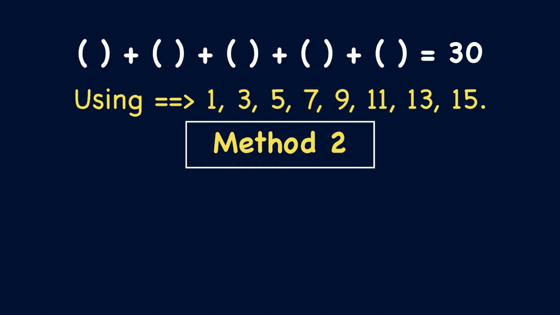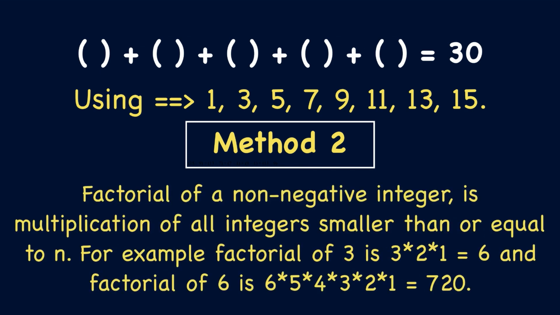Before checking this method, it is important to understand some basics of factorial. So factorial of a non-negative integer n is the multiplication of all positive integers smaller than or equal to n. For example, factorial of 3 is 3 times 2 times 1, which is 6, and factorial of 6 is 6 times 5 times 4 times 3 times 2 times 1, which is 720.